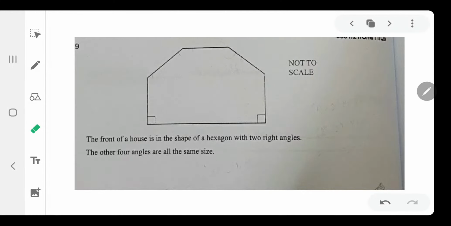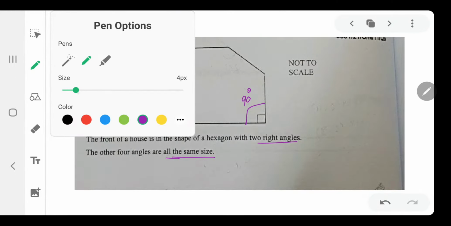Now, in this past paper question, we are given the front of a house in the shape of a hexagon with two right angles. We can see that we have right angles here, right? These two angles are right angles, which means each angle is 90 degrees. So, we have to find out the other four angles, and all those angles are the same size.